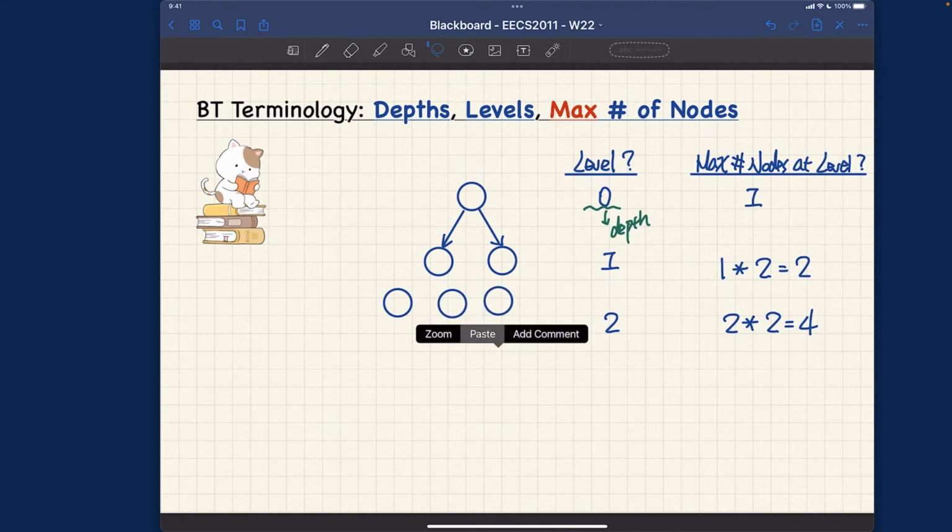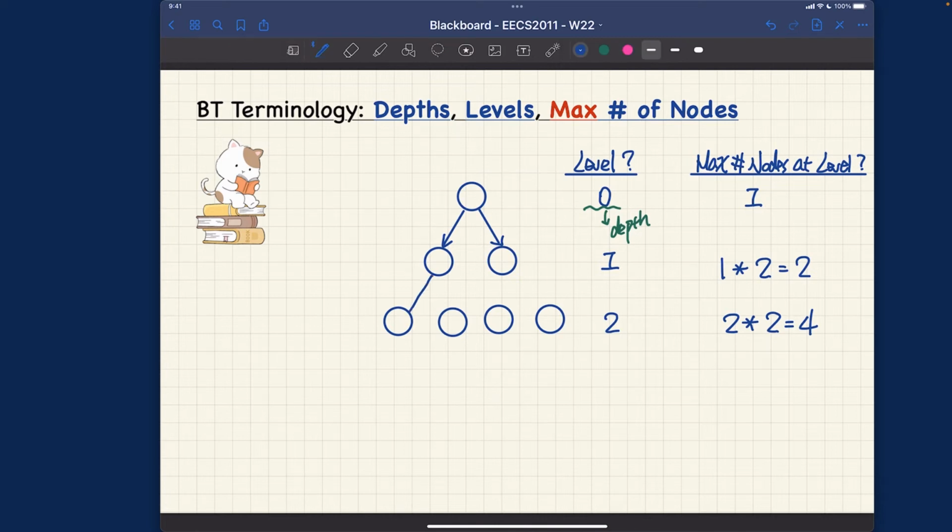Okay, and 1 over here. Right, we got maximum 4. And all these should be at level 2. And the left, and the right, and the left, and also the right.